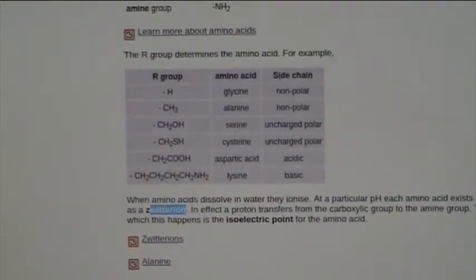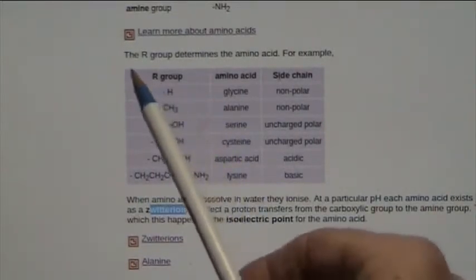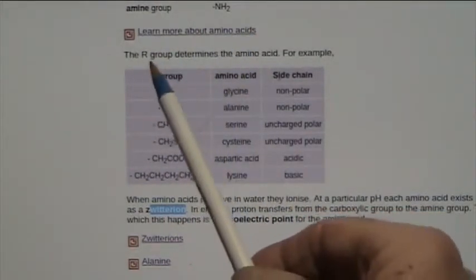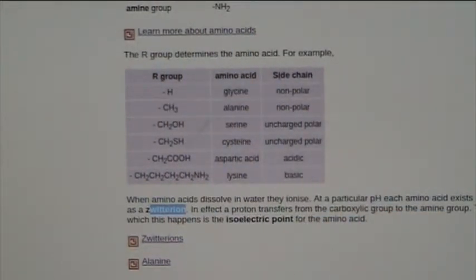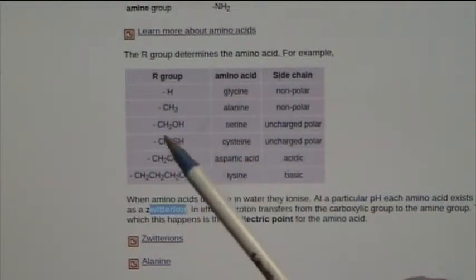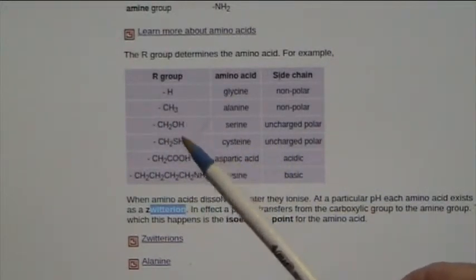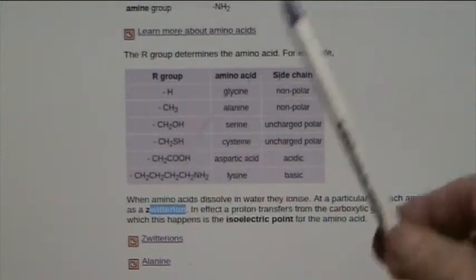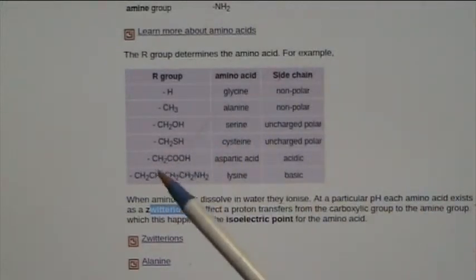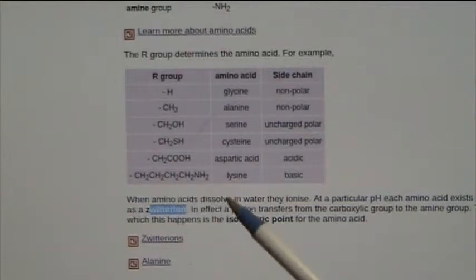All right, we're deep into chemistry here, and that's the only way you can ever understand this stuff. Now, this is all about amino acids. The R group determines the amino acid. Look at the chemicals: hydrogen, carbon and hydrogen, carbon, hydrogen, a little bit of oxygen, some more hydrogen, carbon, hydrogen, some sulfur, whatever it is, hydrogen, carbon, hydrogen, hydrogen.